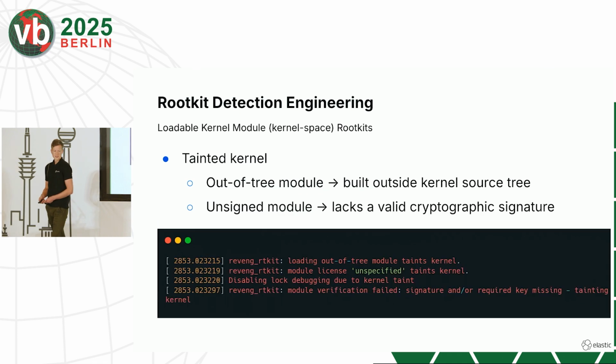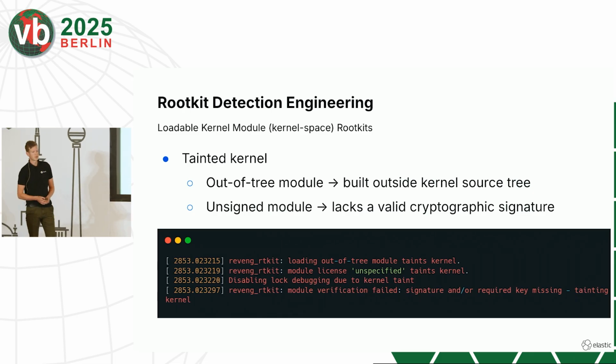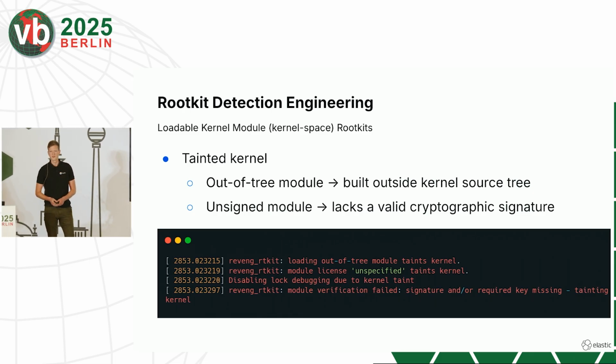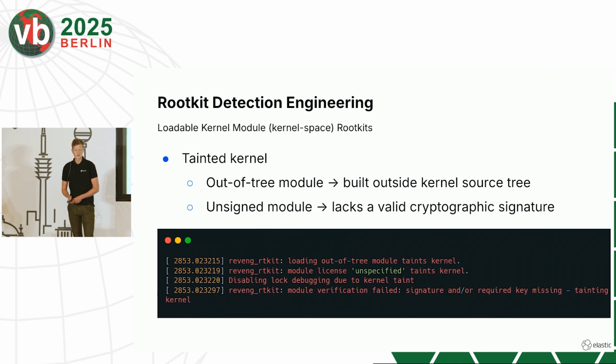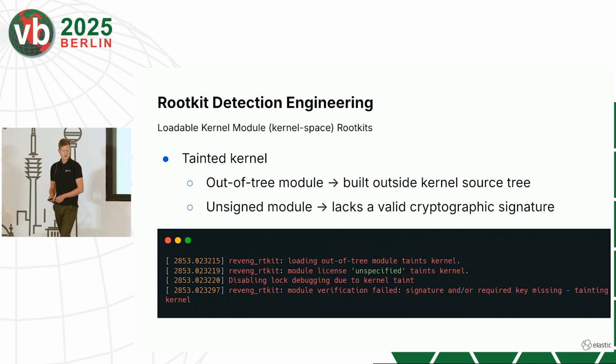During the loading phase, depending on the configuration of the rootkit, it might actually taint the kernel, because the kernel doesn't expect modules to be loaded outside of the kernel source tree. If that happens, in your dmesg or your kernel logs, you will find a message saying loading out-of-tree module taints kernel, which is an event that you can look for. And the same goes for unsigned modules. If a module lacks a valid cryptographic signature, it will also say so. In this case it's the Reveng rootkit: module verification failed, signature and/or required key missing, tainting kernel, which you can flag on.